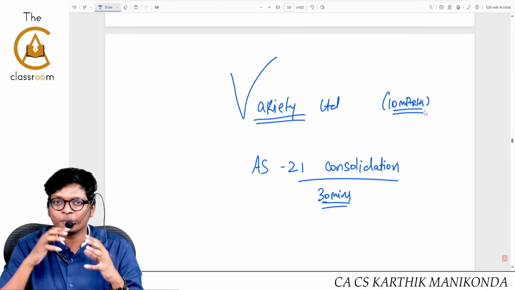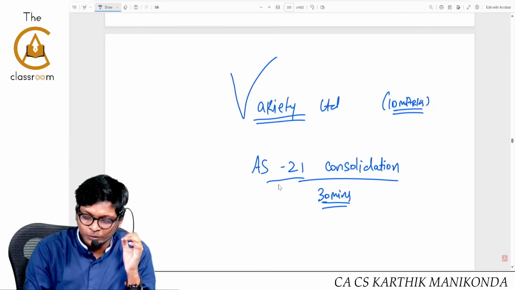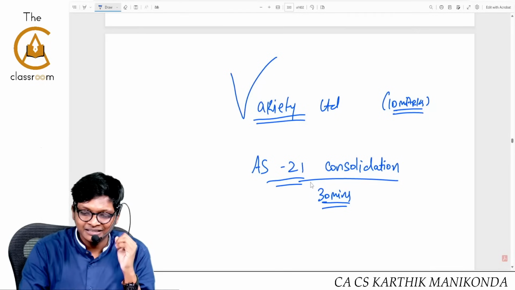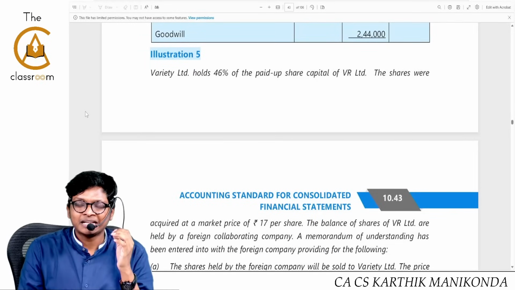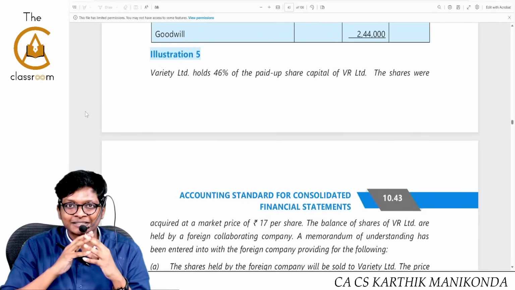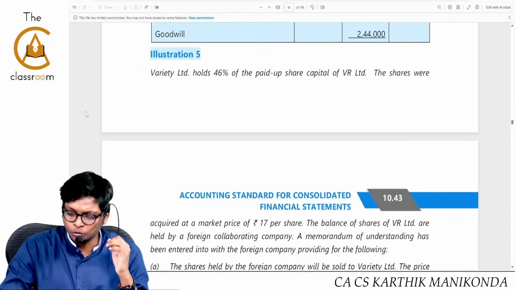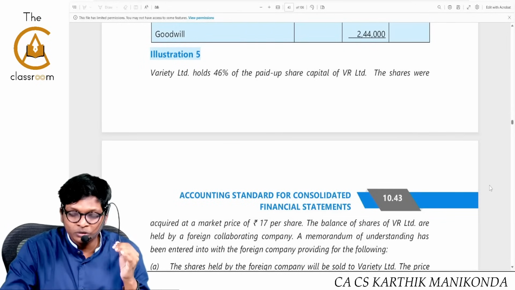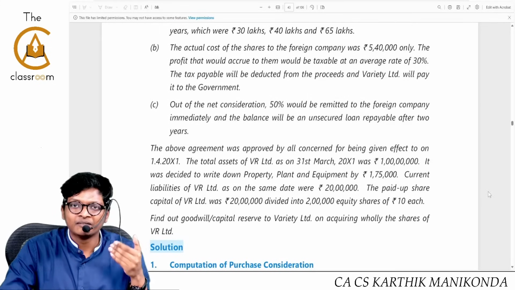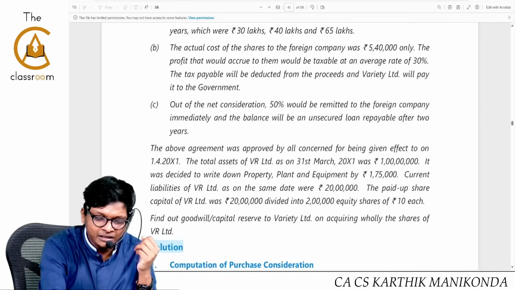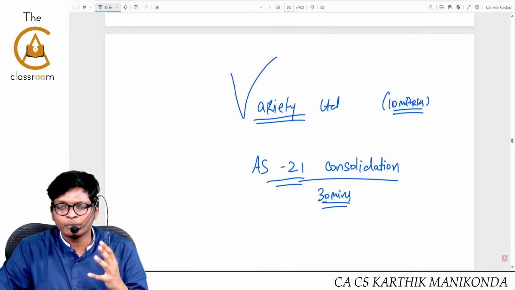Hi guys, if you're preparing for advanced accounting, I'm sure you would have seen in AS21 consolidation there is one question called Variety Limited. In the full syllabus, this one question alone is a new question in AS21. I have seen most students skipping this because the question itself is so scary with a double acquisition and it is tedious. So in this video I thought I will help all of you out.